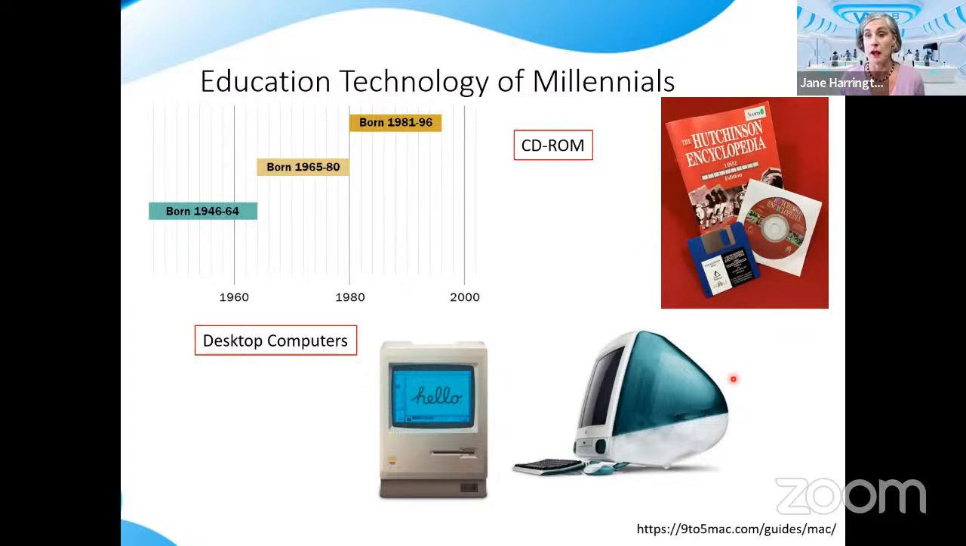So I also bring up the CD-ROM. This is actually from eBay, a real artifact, what have you. Previously, encyclopedias were in the library. It was a book that came out once a year. But now we were able to condense so much information on the CD-ROM, and it was accessible.